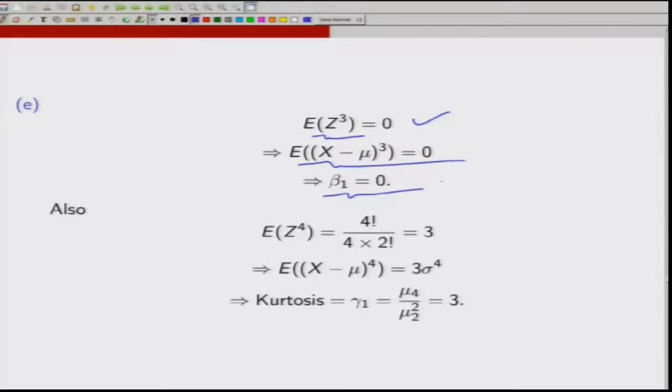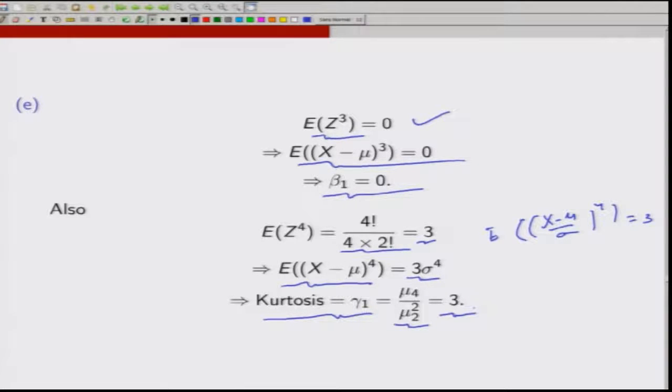Expected value of z^4 is factorial 4 divided by 4 into factorial 2. So this is the value which I put in the last expression, which turns out to be 3. So that means expected value of ((x minus mu) by sigma) whole 4 turns out to be 3, which is equivalent to saying that expected value of (x minus mu) whole 4 is nothing but 3 times sigma 4. So kurtosis, which is gamma 1, which is mu 4 upon mu 2 square, turns out to be 3.